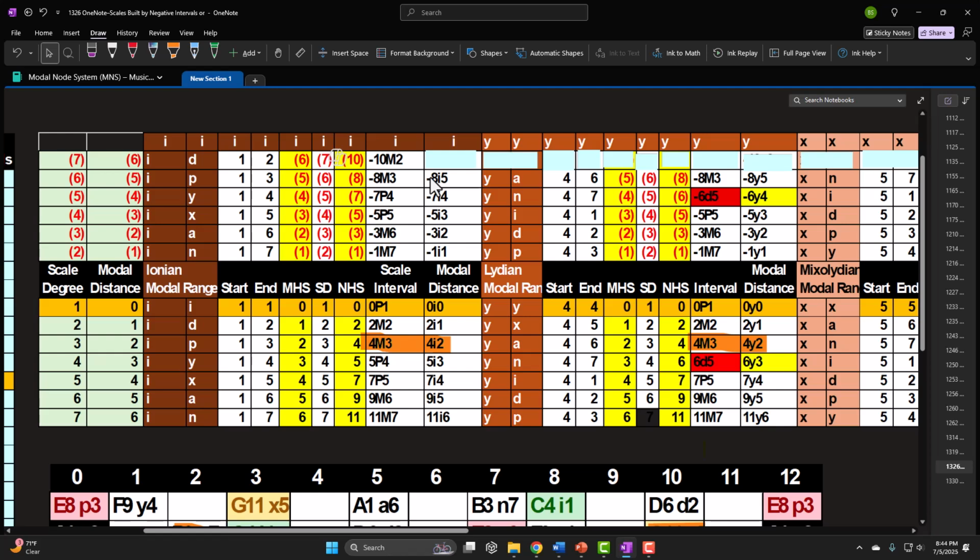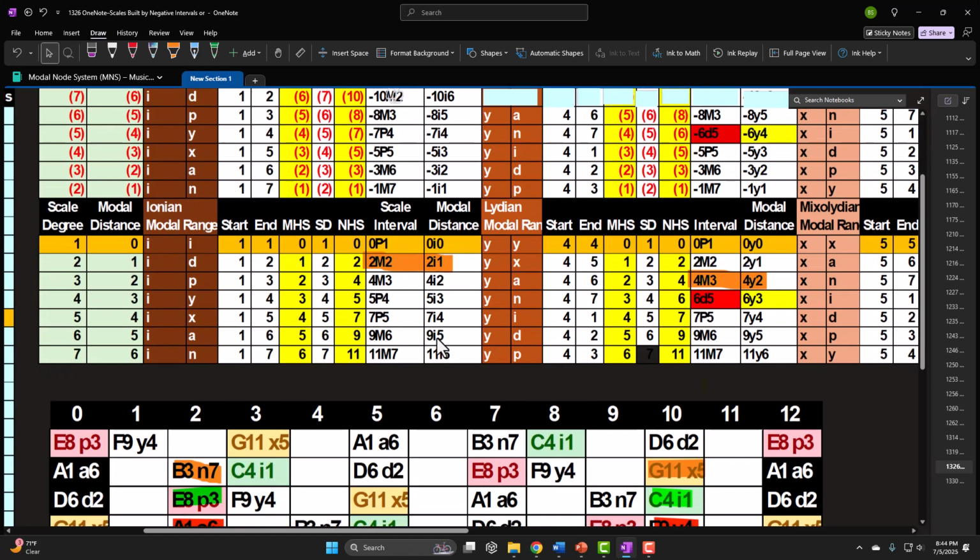What are we going to call that? A negative 10 major second. Why? Because 12 minus 10 would be a 2 note away major second. Therefore, the major second could be 2 forward clockwise or 10 counterclockwise. But I'd rather call it a 10 note away from the Ionian node, negative 6 modal half step, because going forward would then be 2 note away from the Ionian node, negative 1st modal half step.